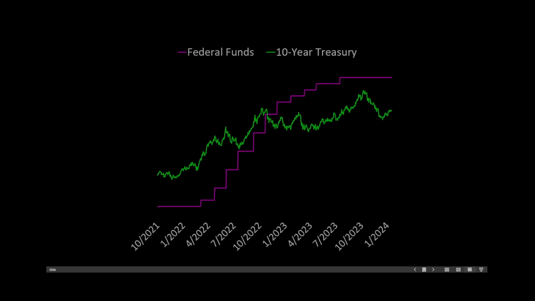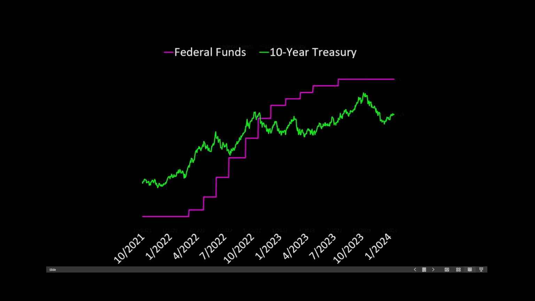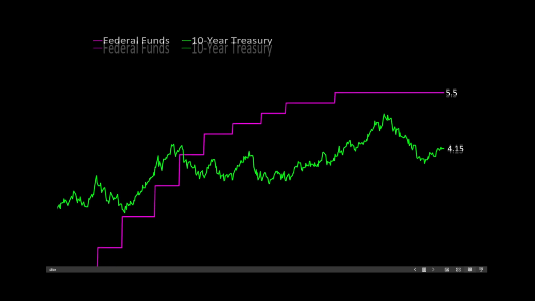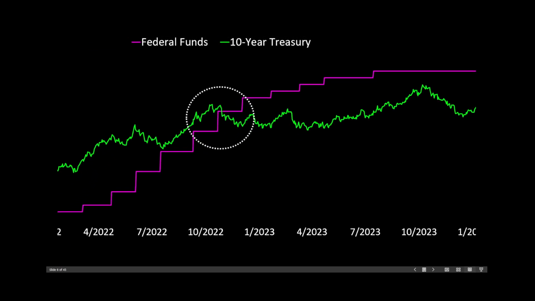Now, purple line, federal funds rate, interest rates. Green line is 10-year US Treasury. In late 2022, notice how the federal funds rate crossed above the 10-year US Treasury. The Federal Reserve was raising interest rates to cool down the economy. Interest rates currently stand at 5.5%, 10-year US Treasury 4.15. Now we can see here the crossover occurred October of 2022.